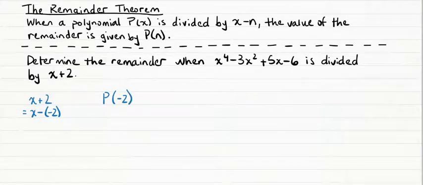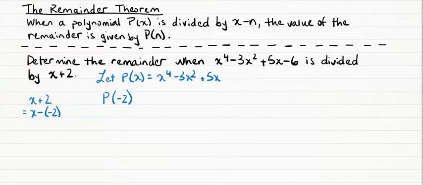But in order to calculate p of negative 2, we first want to define this function as the function p. So before we get started, we're going to say let p of x be this polynomial. And once we've defined that polynomial to be the function p of x, now this function notation that's used here makes sense. So when we calculate p of negative 2, we substitute in the value of negative 2 anywhere we see an x.